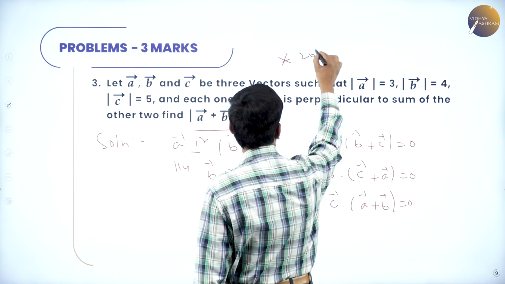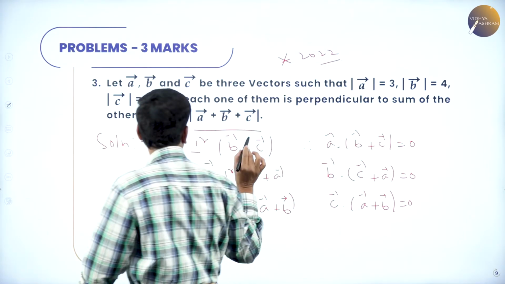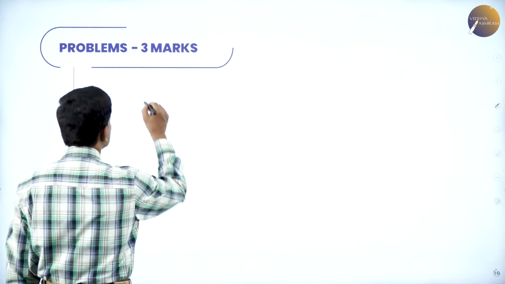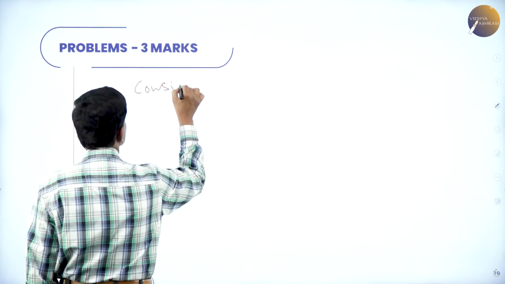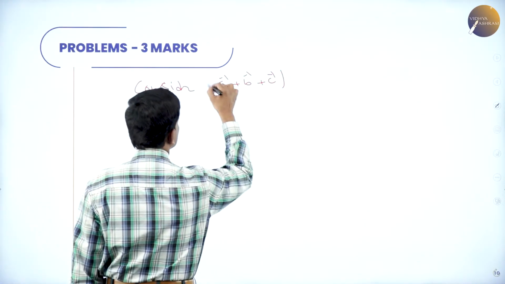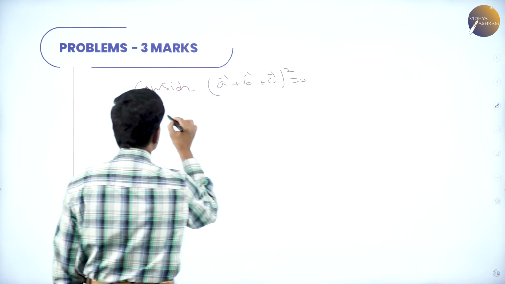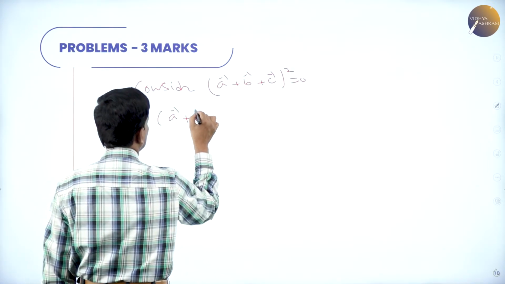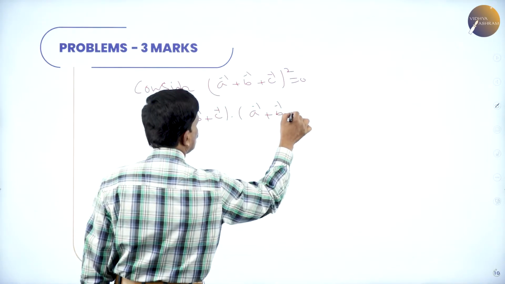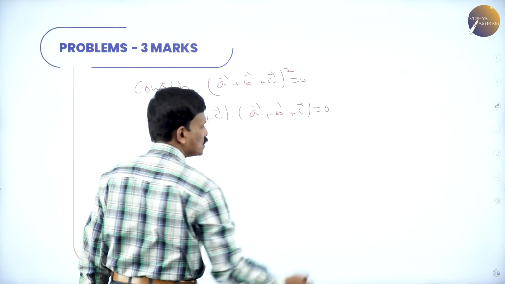This is a very important problem for the 2022 examination. Very simple. Now what is to find the magnitude of A plus B plus C? Consider the vector A plus B plus C whole square. That is nothing but vector A plus B plus C dot A plus B plus C.